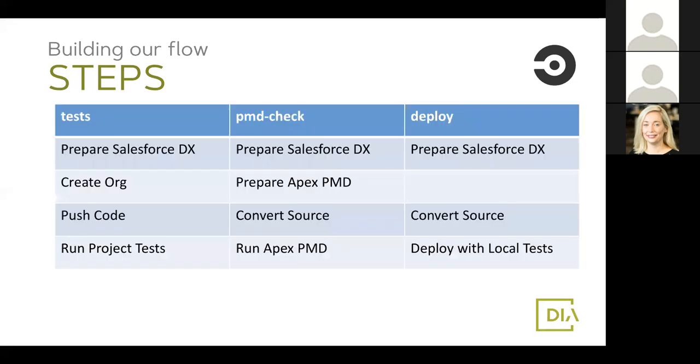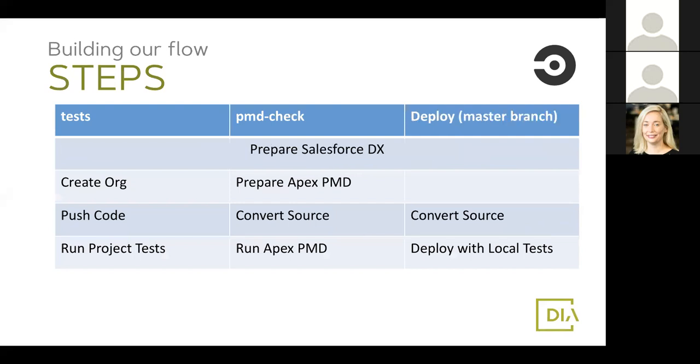So I just wrote that down to build a kind of matrix of what steps to take when. I gave them some names. And looking at this chart, there are some things that are in all columns. So I chose to prepare the Salesforce DX environment just once, and then use it for all of these steps.